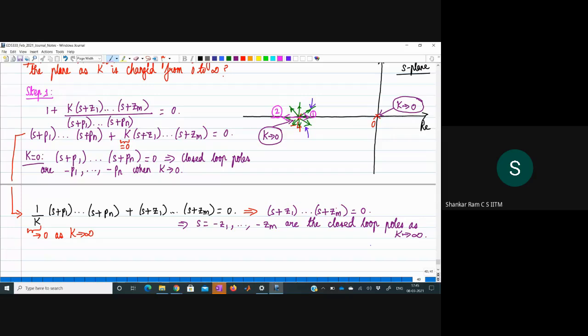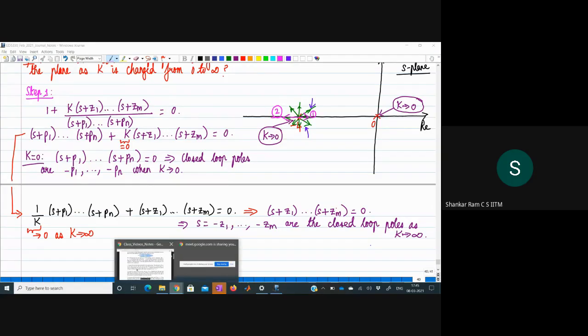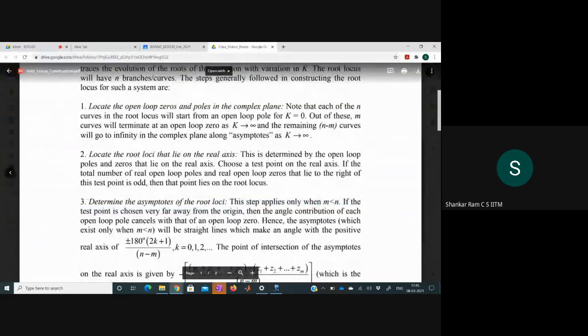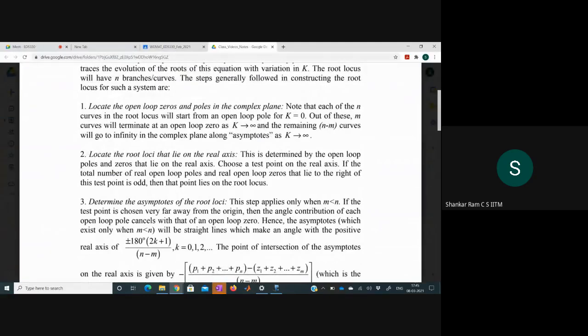The root locus branch which starts from -4 can either go to the right as option 1 or to the left as option 2. Now the question becomes: which side does it go? That is where step 2 helps. So what is step 2? In step 2, we locate the root loci that lie on the real axis.